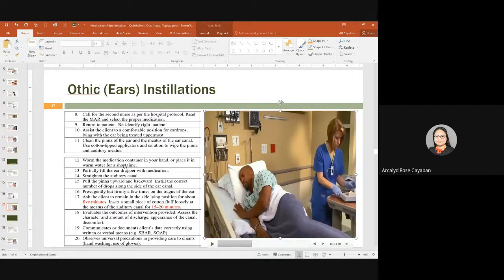Please take note on your clinical manual. It says here, straighten the auditory canal. How? It depends on the age of the patient. Okay? For number 15, pull the pinna upward and backward and instill the correct number of drops along the side of the ear canal. I'll repeat. For adult patients, you have to pull the pinna upward and backward. Meaning to say, these are 3 years old and above. But for pediatrics, it means 3 years and below, okay? So how do we prepare the ear of the patient for pediatric 3 years old and below? It will now be downward and backward.